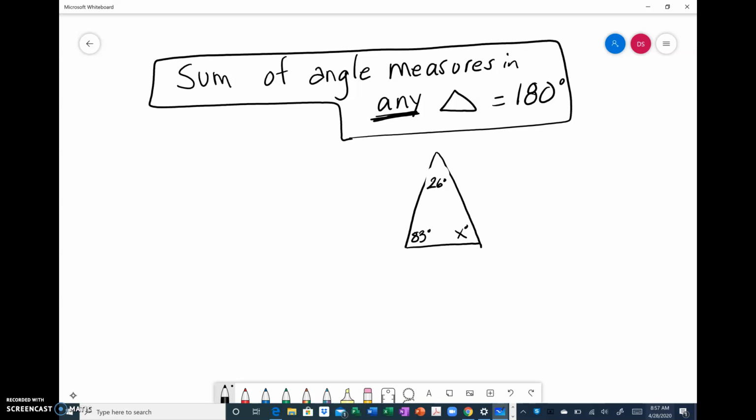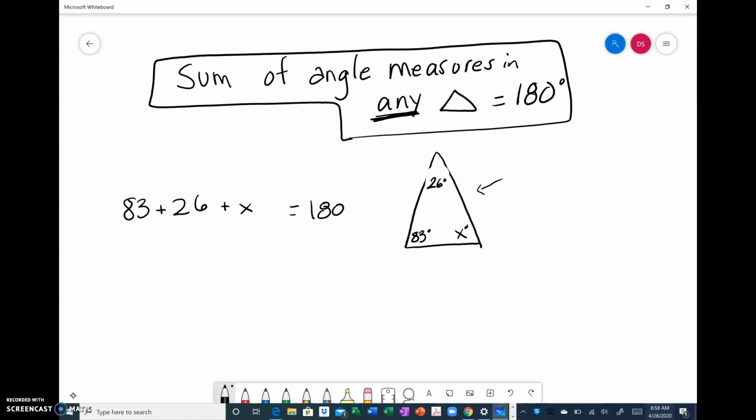All right, what do you know? The sum of angle measures in a triangle will equal 180. What are the angle measures in this triangle? Okay, they are 83, it's the sum, so we're going to add them, 83 plus 26 plus x. This should look very familiar to you. We've solved equations, solved for a variable before. We did it in the last lesson.